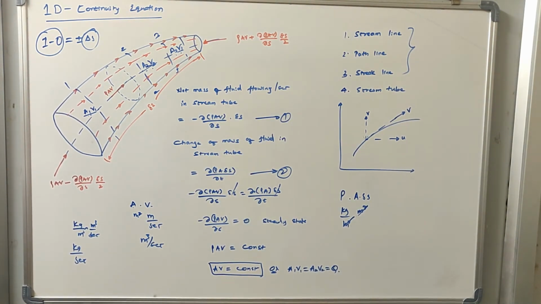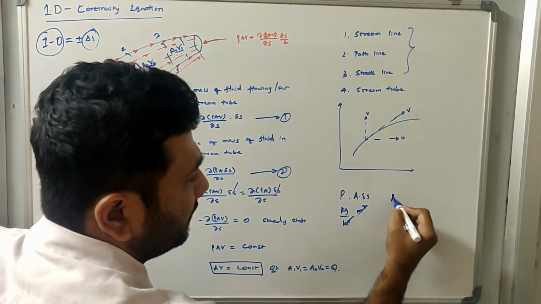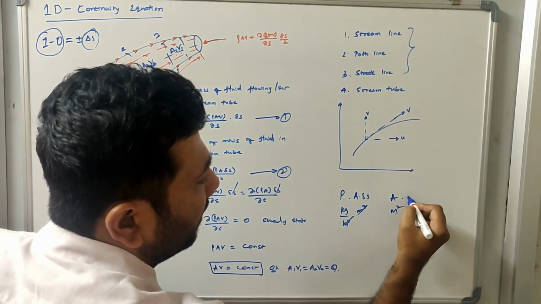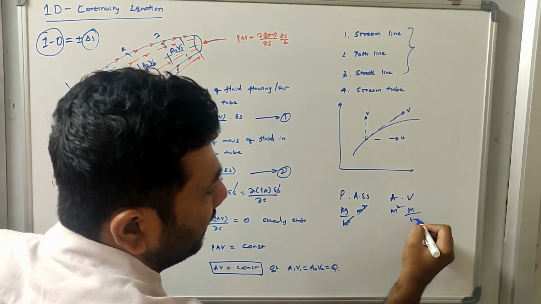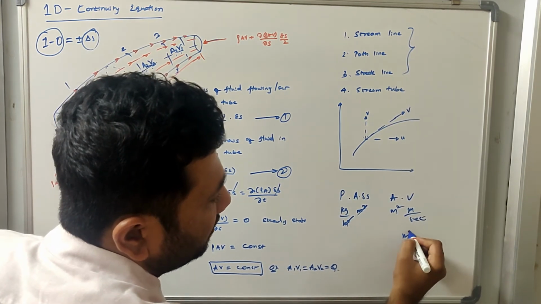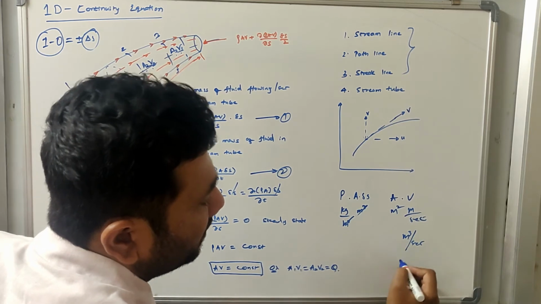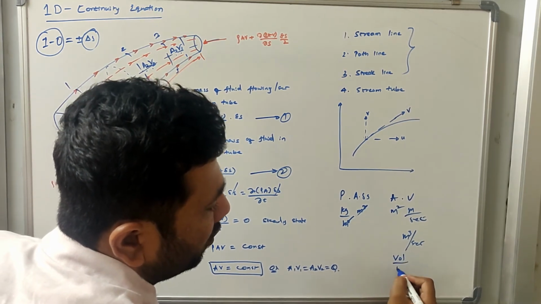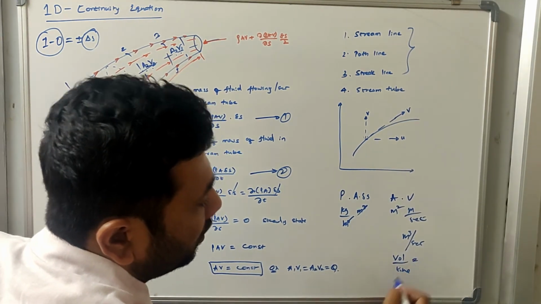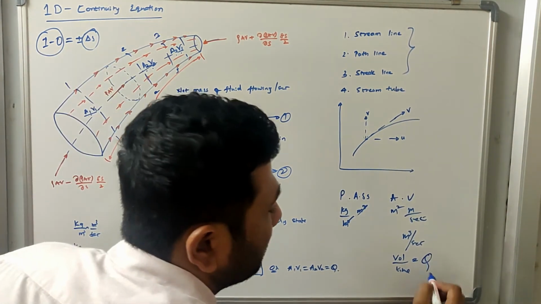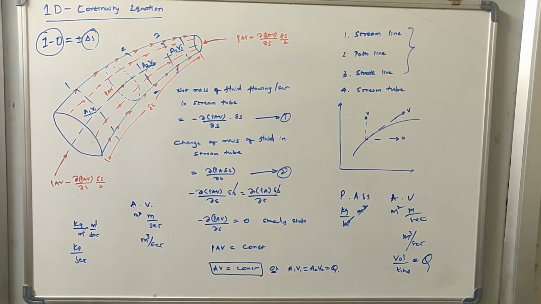Now let us find out what this A into V is. A being area is in meter square, multiplied by velocity in meter per second. So what is this representing? It is meter cube per second. What is this unit meter cube? Meter cube represents volume. So volume by time, the rate of change of volume, is nothing but your discharge. Discharge represents the volume of water that is flowing per second.